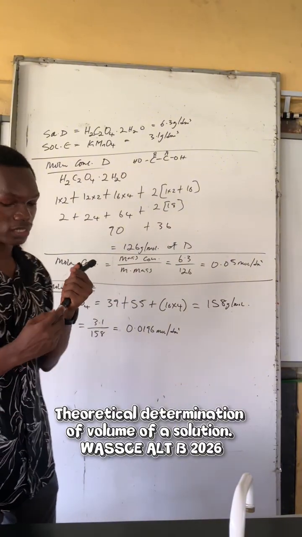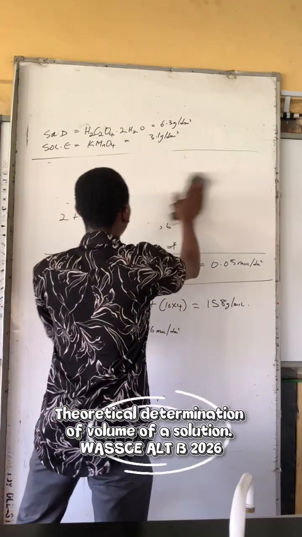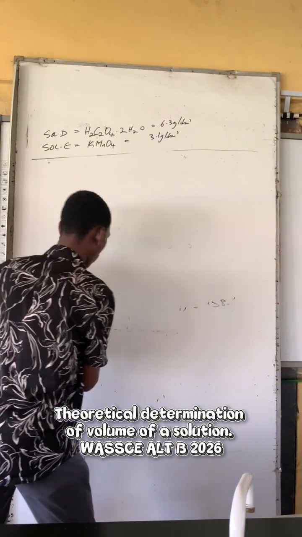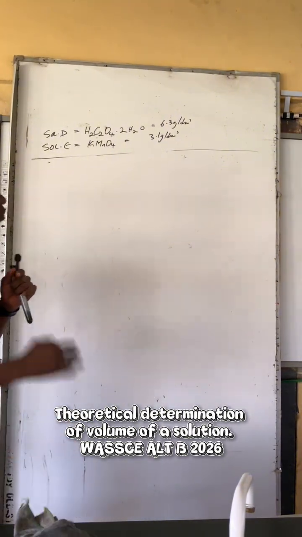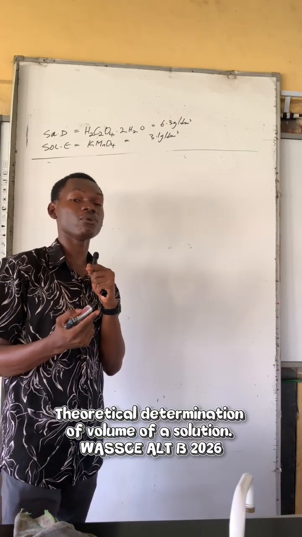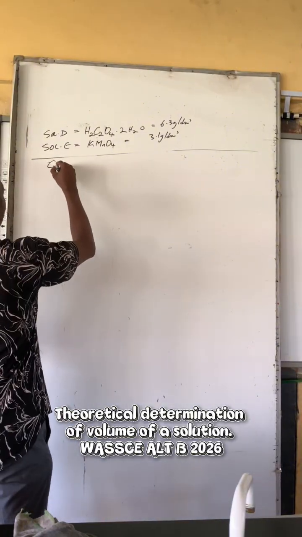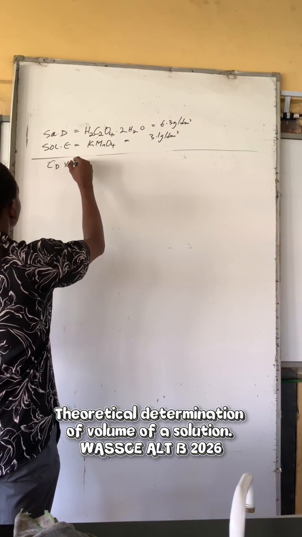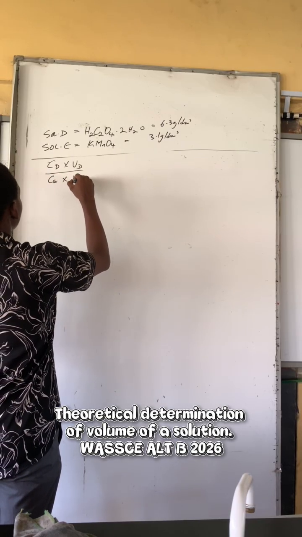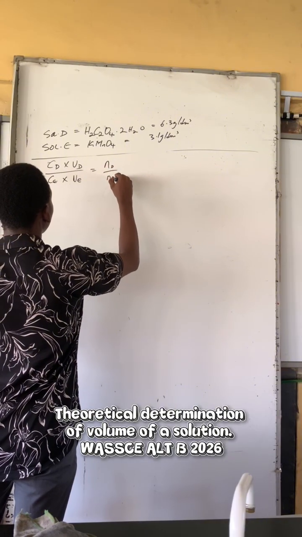Now let's simply calculate the volume of the acid to be used. Now, what formula should we use to calculate the volume of the acid to be used? We simply adopt our CAVA formula, but in this case, since the sample is not A and B, we're going to use D and E. So CD, which is acid, times VD all over CE times VE equal to ND all over NE.